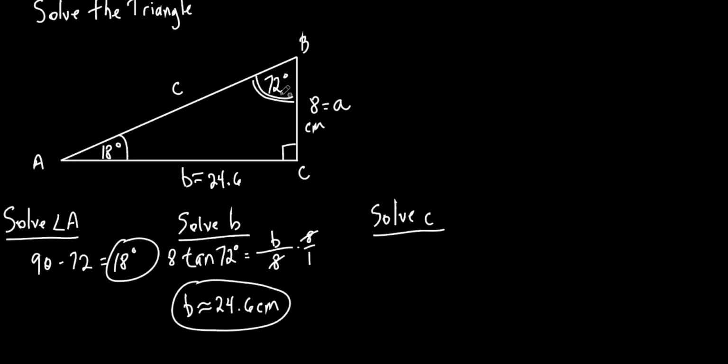So let's use that 72 again. And let's not use the 24.6. Why? Because that's an approximate number, okay? Let's use the stuff they gave us originally. So let's use the 8. So what do I got? I got adjacent and I got hypotenuse, correct? So which trig function uses adjacent and hypotenuse? The cosine. So we're going to write the cosine of 72 equals the adjacent, which is 8, over the hypotenuse, which is C.